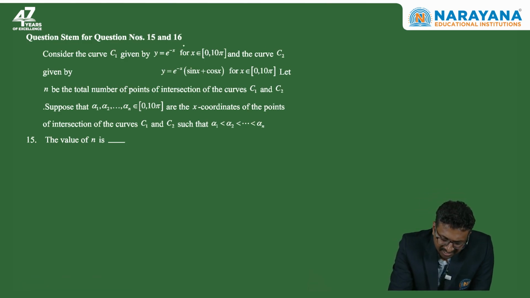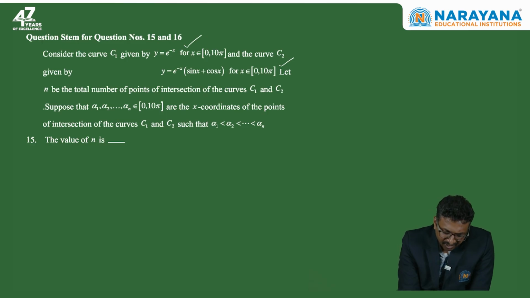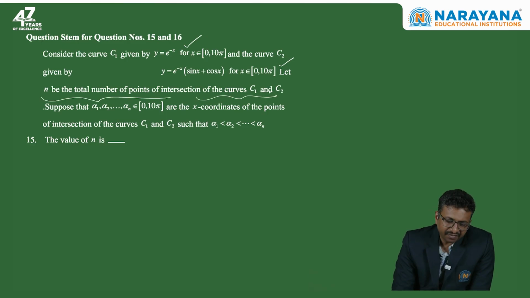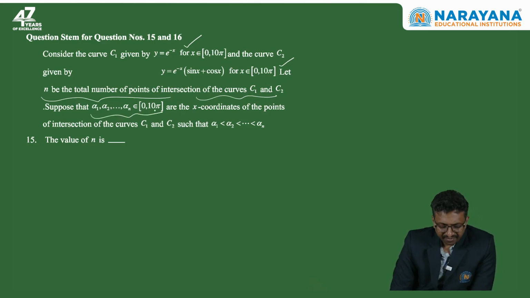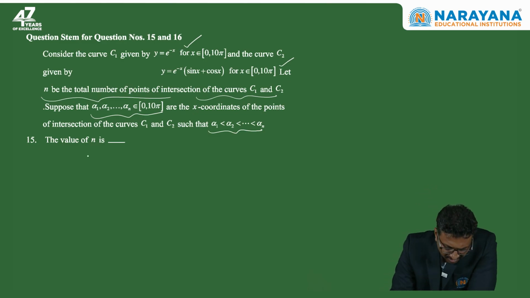In this, C1 is e power minus x and C2 is e power minus x times sin x plus cos x. You are looking at n, the number of different points of intersection of C1 and C2. Alpha 1, alpha 2, and so on up to alpha n belong to 0 to 10 pi. The x coordinates of the points of intersection are alpha 1, alpha 2, and so on up to alpha n. So what is n? How many points of intersection are there?